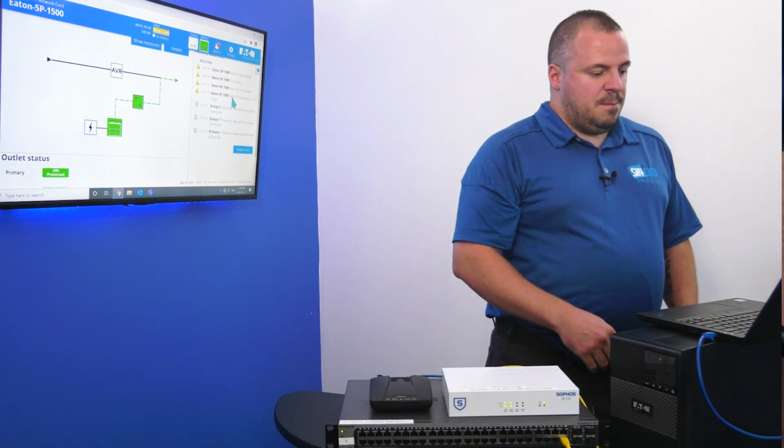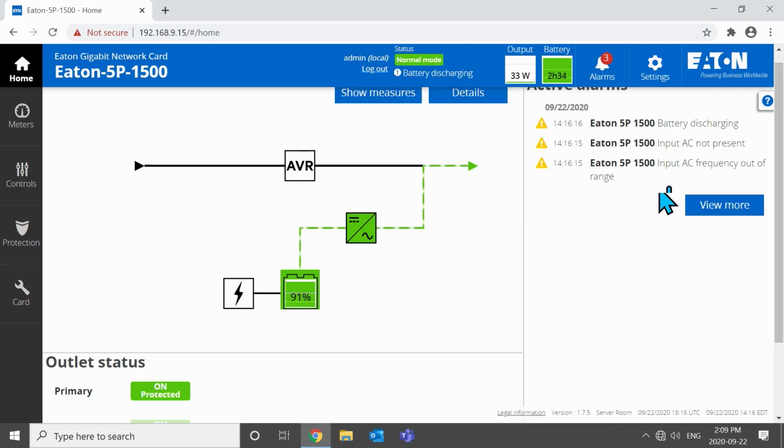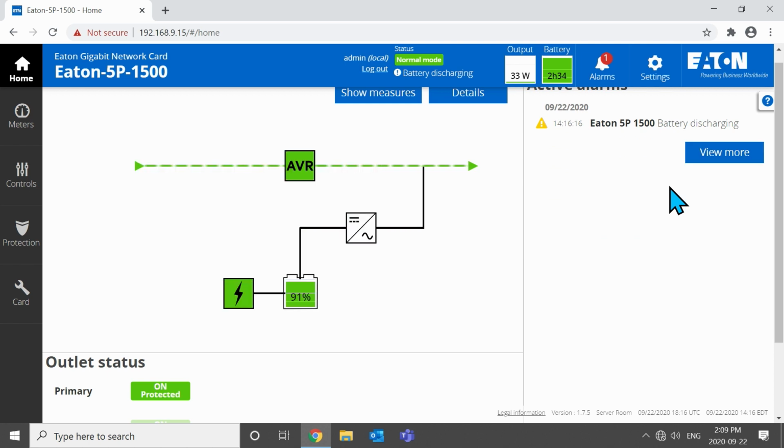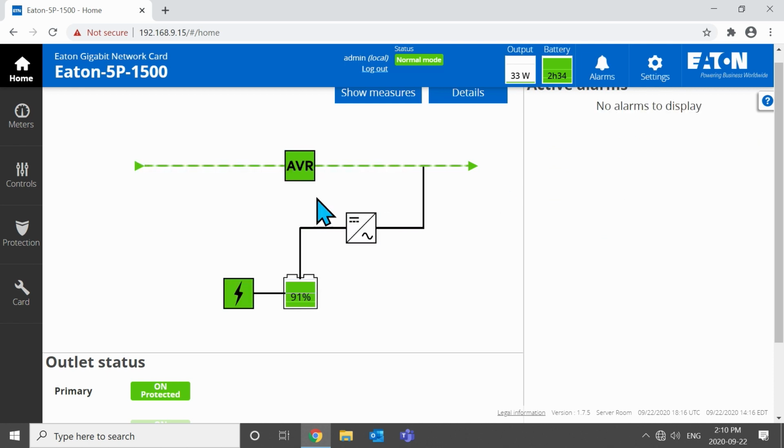I will return power. The alerts cancel themselves and we are back on utility power.